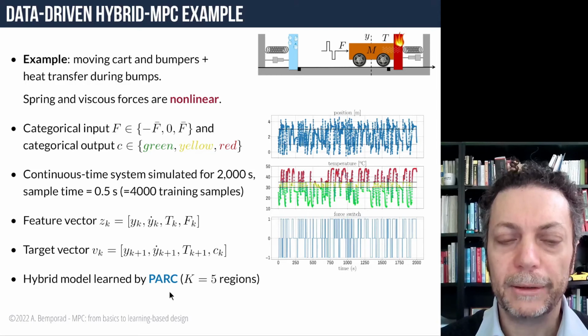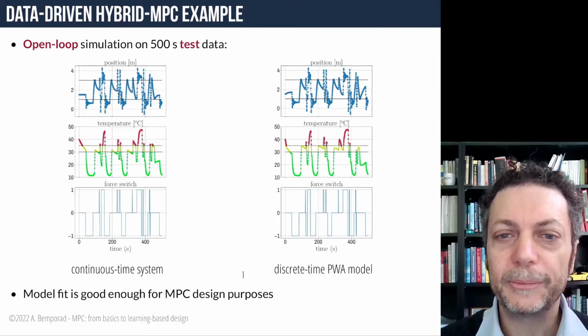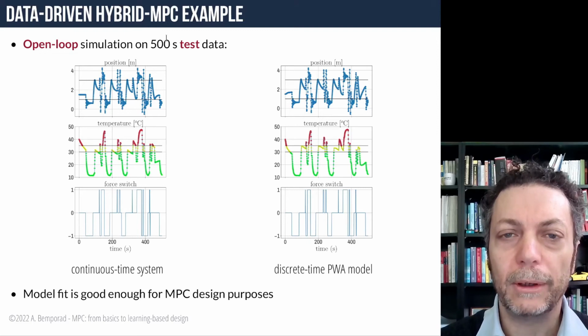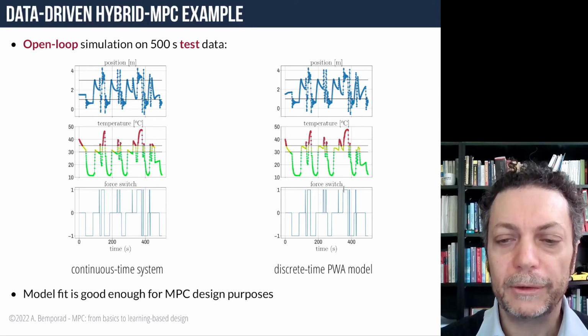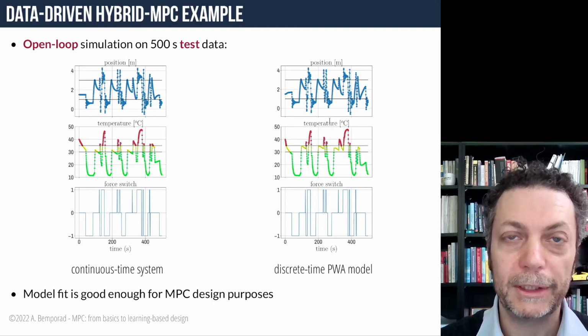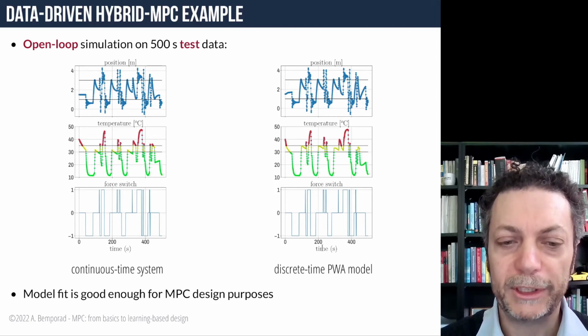So I run PARC on this model with 5 regions, and what you get, this is an open loop simulation on new test data. As you can see, the output of the continuous time hybrid system and the output of the discrete time piecewise affine model that has been reconstructed are pretty much similar. It's not exactly the same, but it's similar enough that we can consider this as a good model for MPC design.